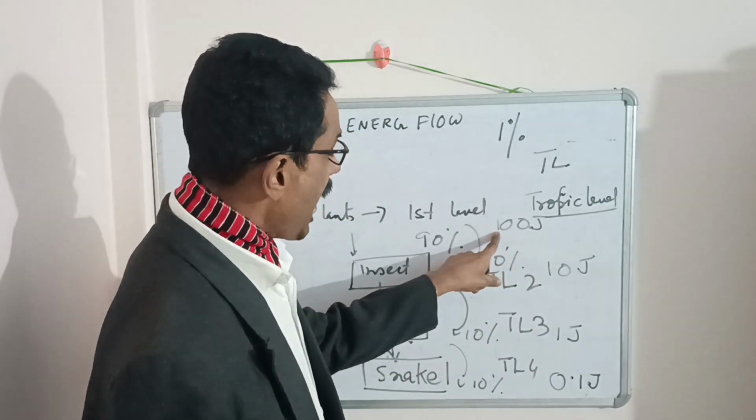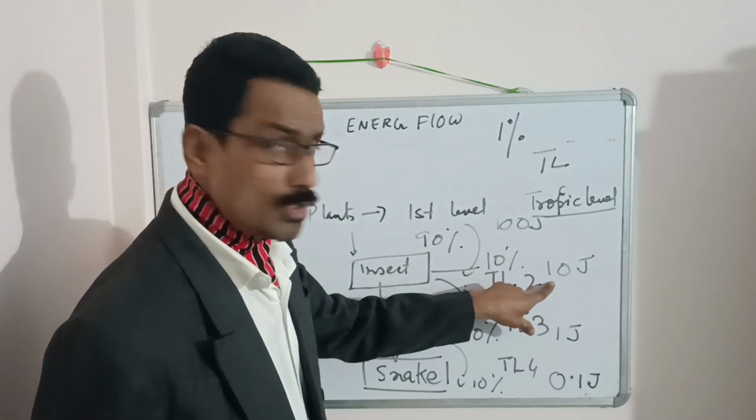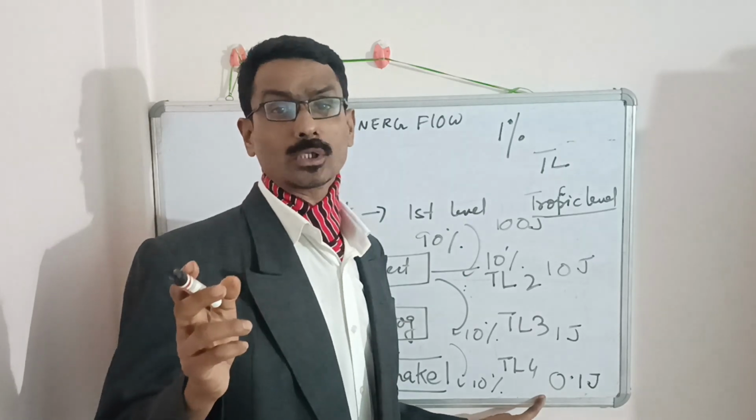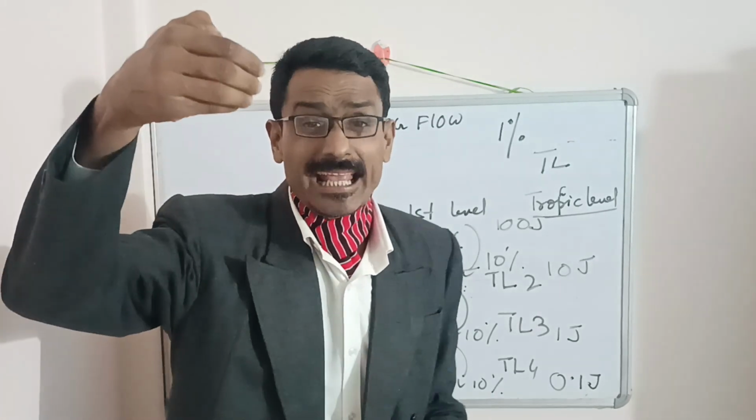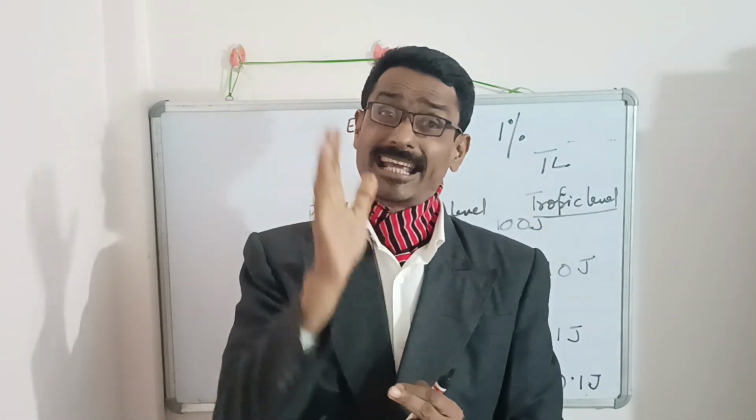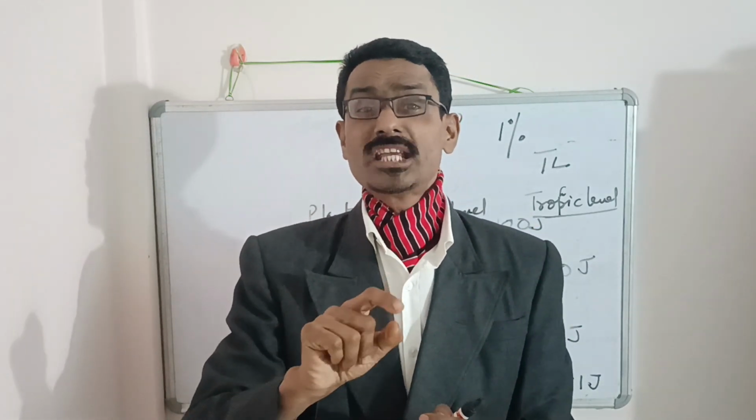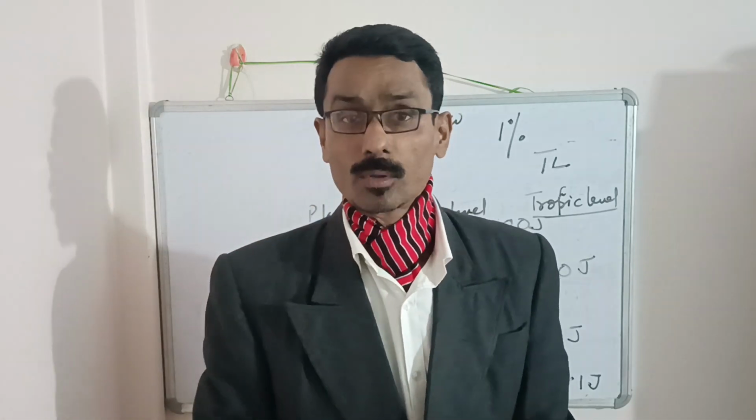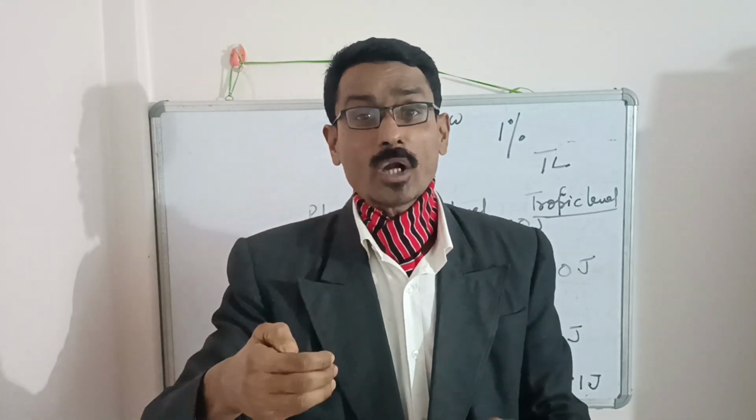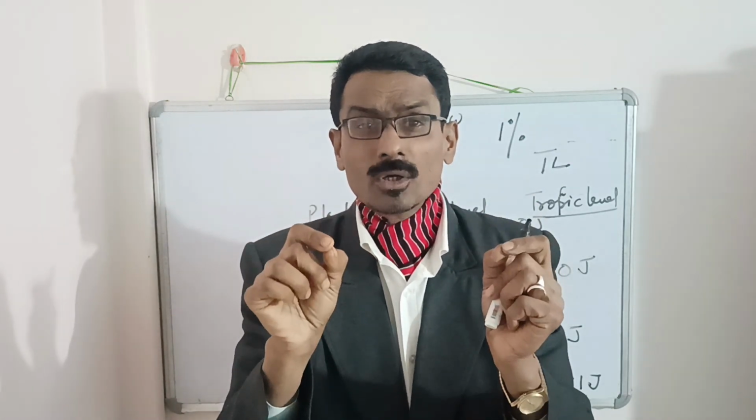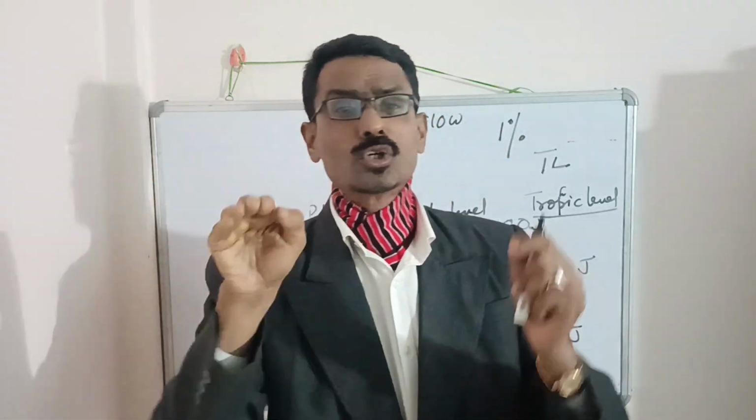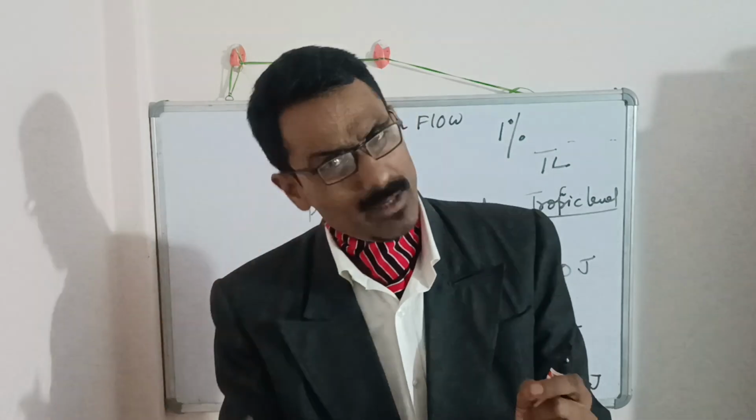Now see, the energy: 100 joule was there earlier. In the next trophic level, 10 joule. In the next trophic level you find 1 joule. In the next trophic level, what do you find? 0.1 joule. Definitely that is the decrease of the energy. Definitely in that case you can say that energy will not be transmitted anymore. So another question: why in a food chain do we not get more than 4 or 5 trophic levels? That may be the question. Or the question may be, why in a food chain do we not get more than 3 trophic levels? That can be a question.